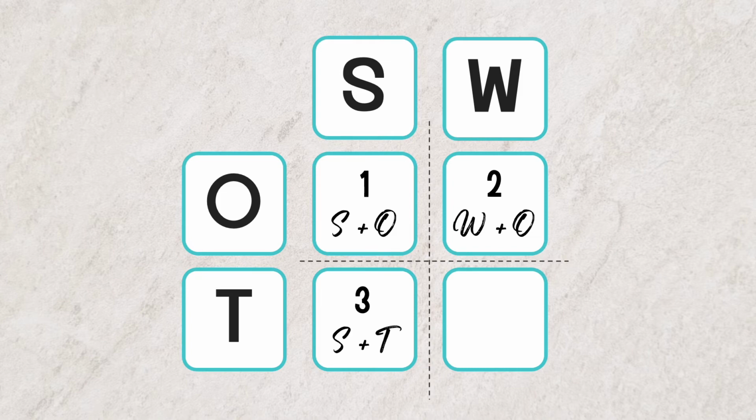In the third quadrant, we have a combination of strengths and threats. So, what we will include here are ideas for projects, initiatives, or actions through which we could use an existing strength to mitigate a threat. And finally, in the fourth quadrant, we have a combination of threats and weaknesses. So, what we will include here are ideas for projects, initiatives, or actions that we can take to try to overcome our weaknesses so that we can mitigate a threat.